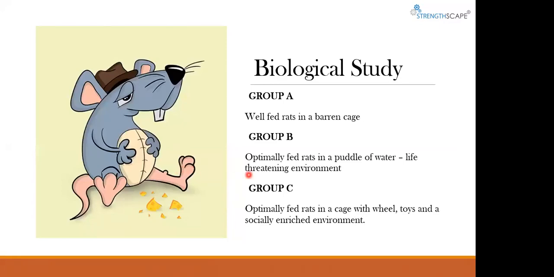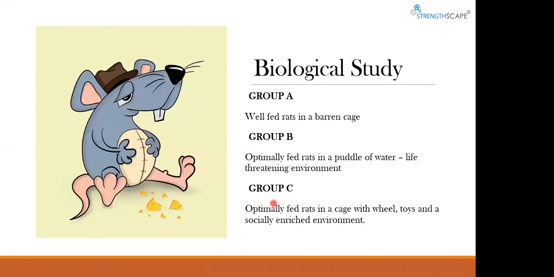Now, there are a few reasons for it. One is, of course, the rats were engaged in physical activity, whereas the rats in group A were not engaged in any physical activity. So group C has more physical activity, so more neurogenesis. The second very important factor that comes out from the study is that both group B and group C had physical activity. But in group B, the physical activity was related to saving yourself from the puddle of water, which means it was a life-threatening situation. But in group C, the physical activity was related to playing with toys.